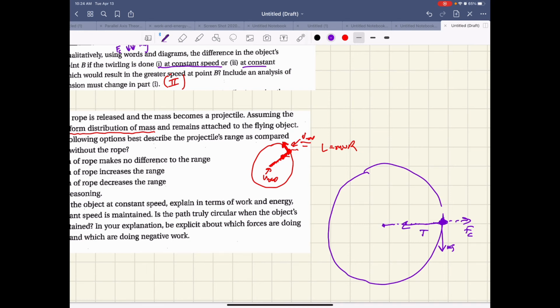As the object moves up like this, and I'll just color code it, gravity is always going this way. So there's always a component of gravity doing negative work, right? Because the object's velocity is this way, gravity opposes that. So at the top, this top half right here, gravity is always doing negative work. That is very sloppy, I'm sorry.